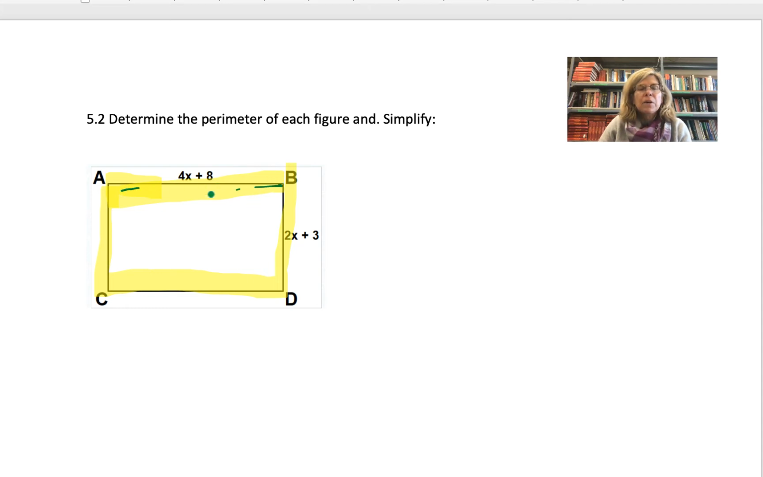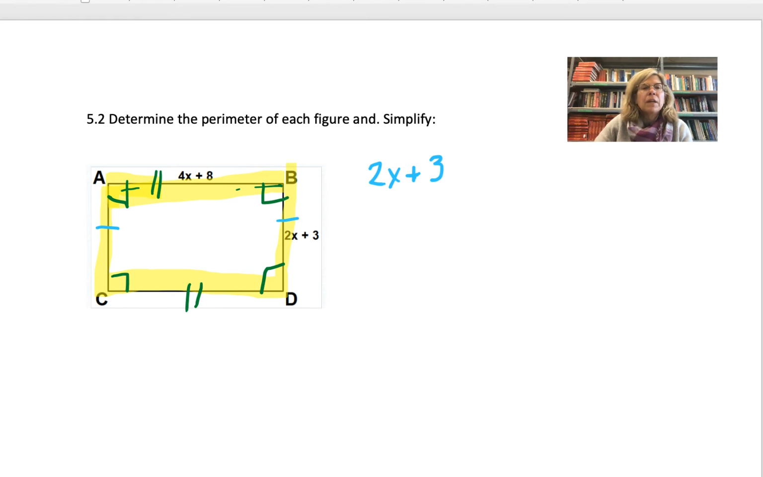If we know that length, then we also know the length of this side, because those sides are the same length, because it's a rectangle with 4 right angles. And we also know the length of this side, 2x plus 3. So if we know this side length, then we also know this side length.